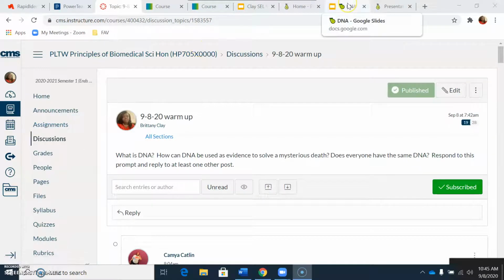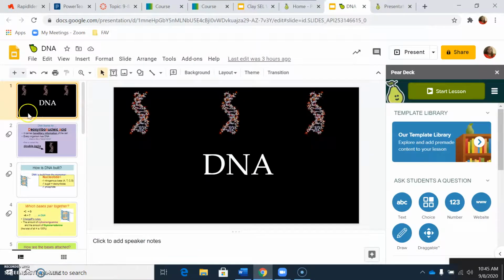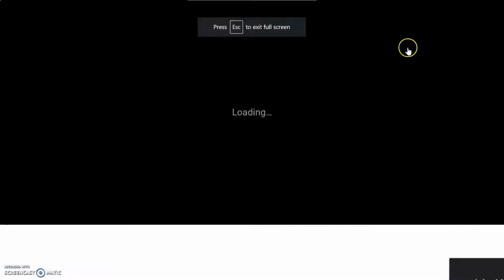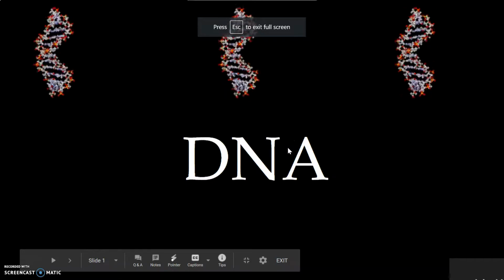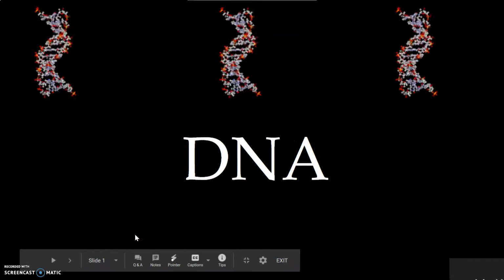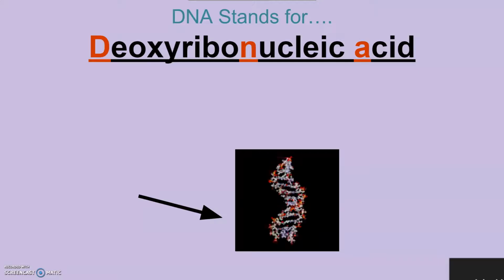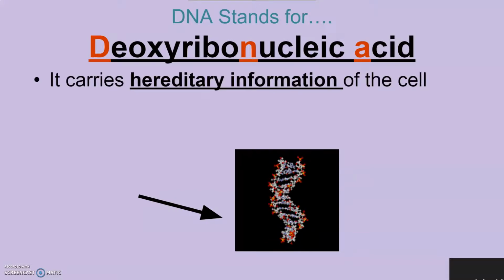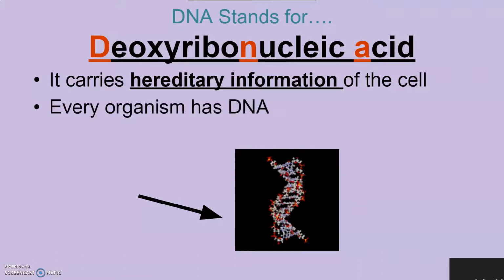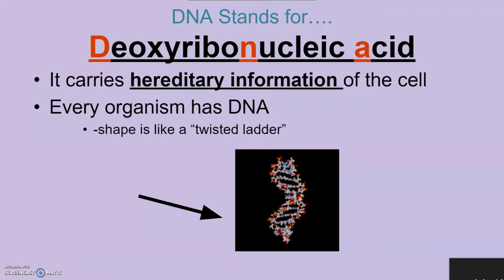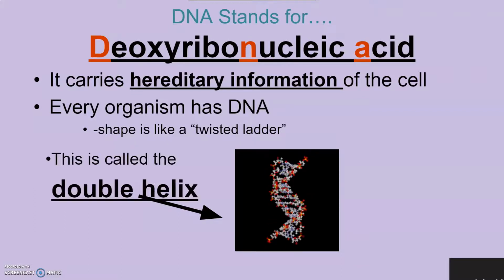After that, we moved on to a presentation. I did the presentation today in Pear Deck, but that's okay. Pretty much the basic of it is what DNA is. You're trying to deal with DNA evidence in this activity. So DNA stands for deoxyribonucleic acid, and it carries hereditary information of the cell. That means that it's inherited from biological relatives. Every organism has DNA, and it's shaped as a twisted ladder, which is what you can see on the screen. This is called a double helix because it has two sections to it.